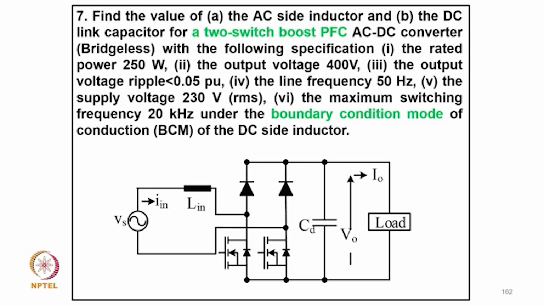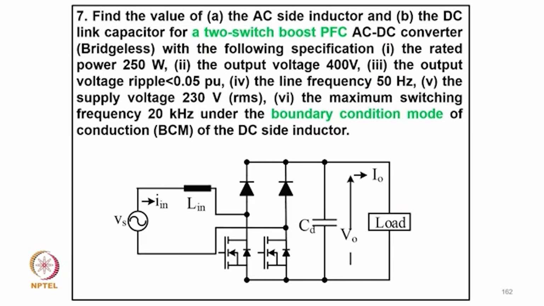Coming to numerical problem 7: find the value of the AC side inductor and the DC link capacitor for the two switch boost converter for AC/DC conversion with the following specification: rated power 250 watt, output voltage 400 volt, output ripple less than 5%, line frequency 50 hertz, supply voltage 230 volt, and the maximum switching frequency 20 kilohertz under the boundary condition, that is BCM, of the DC side.